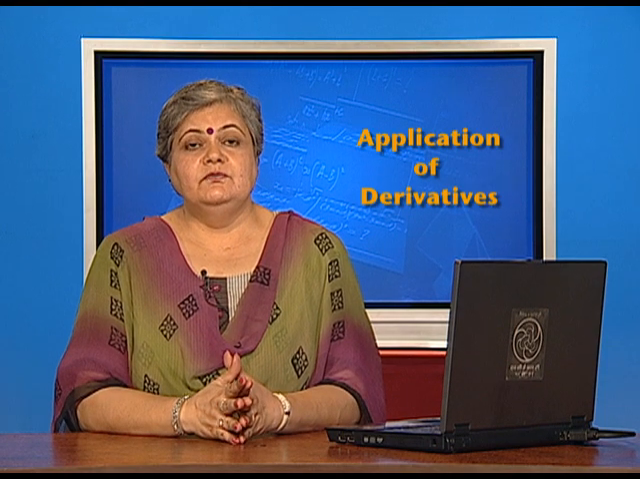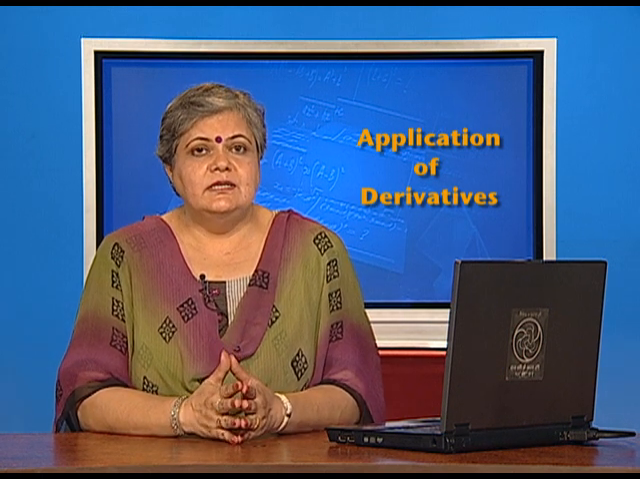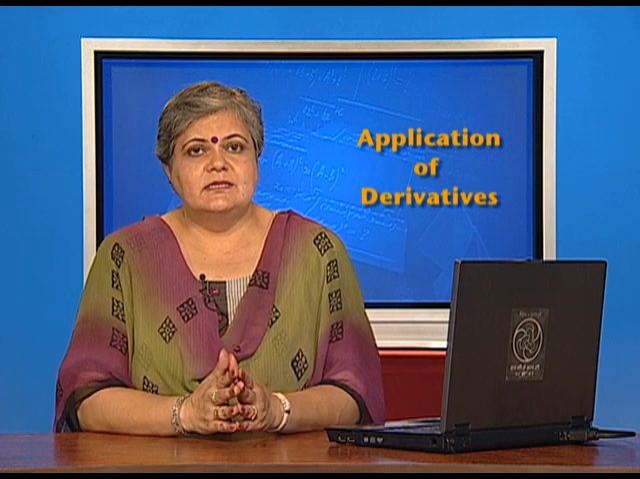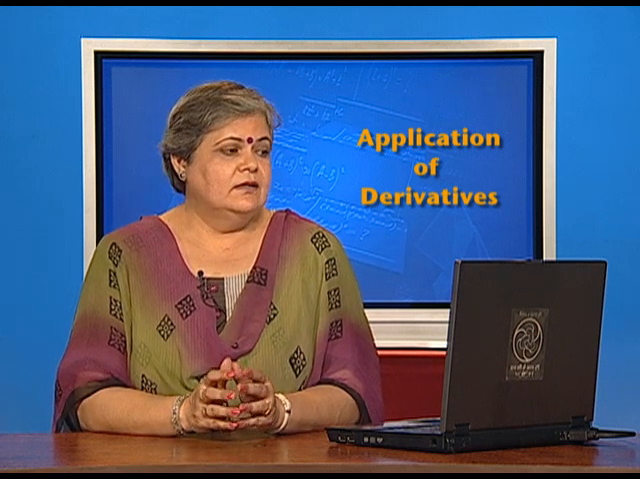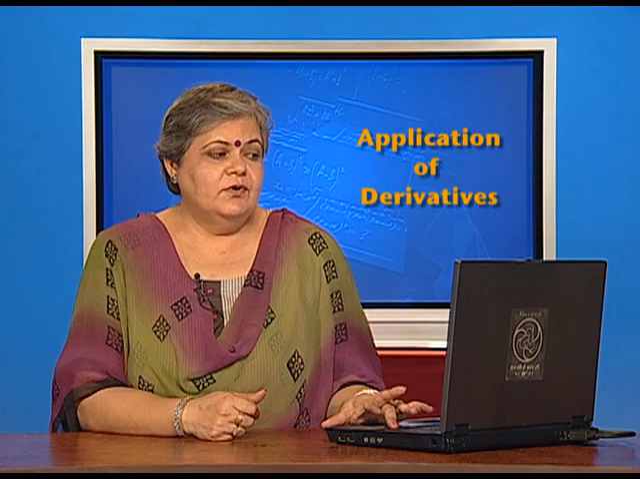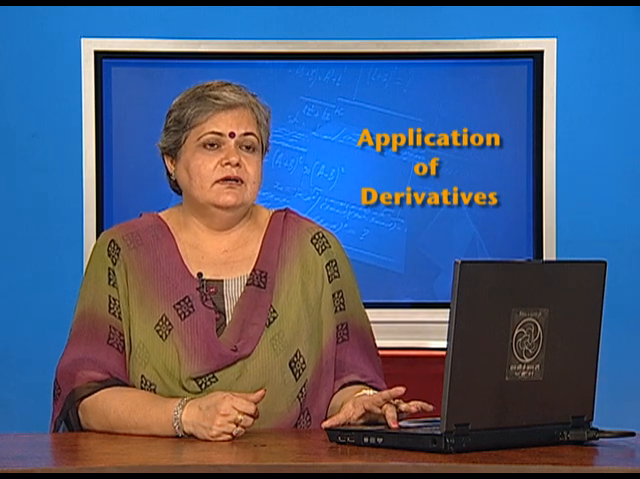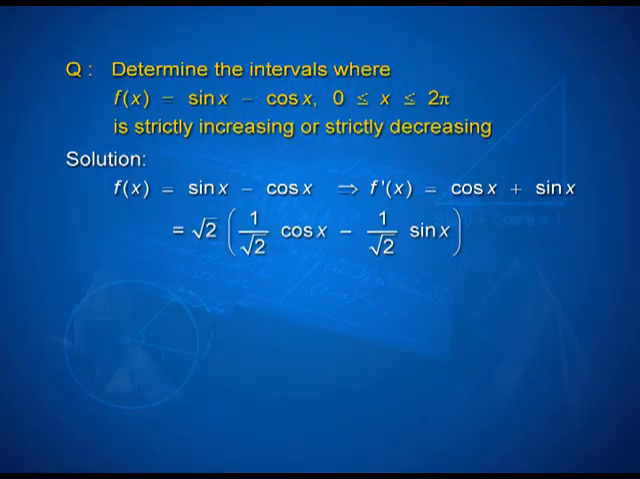Let's take another question where we have to find the intervals over which the function increases and decreases. The problem states, determine the intervals where f of x equal to sin x minus cos x between the interval 0 to 2 pi is strictly increasing or strictly decreasing. Of course, the work starts always with f dash x. I have to figure out the values of x for which f dash x is greater than 0.